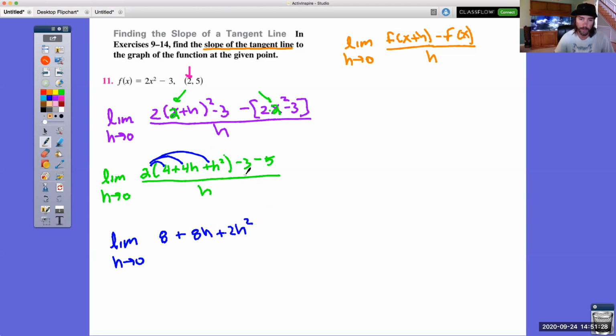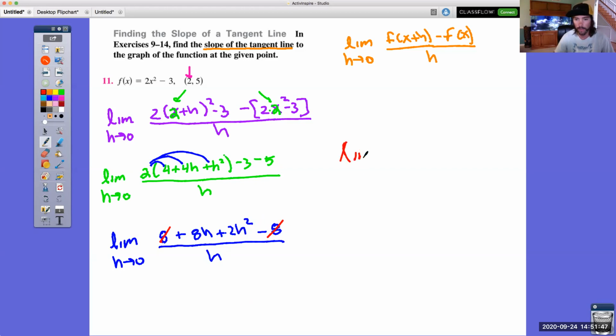And negative 3 minus 5, I'm going to combine them. I could have done that in the last step, minus 8. Just adding those two up, over h. Look what happens. 8 and 8 go away. I have an h and an h that I can factor out.